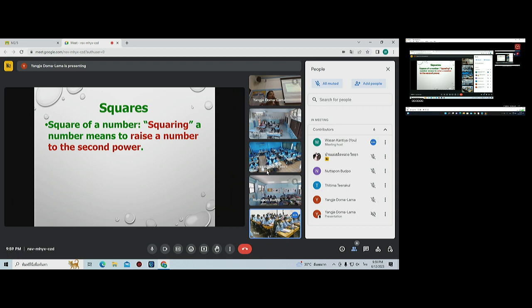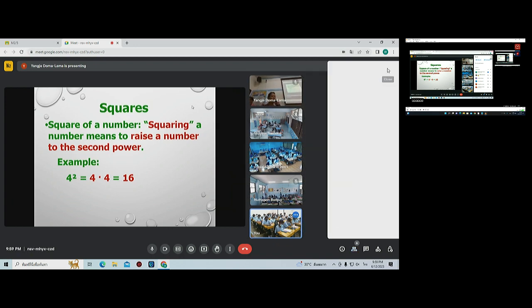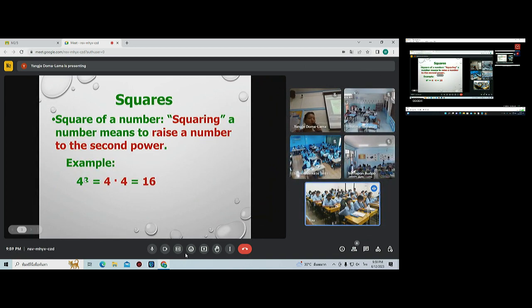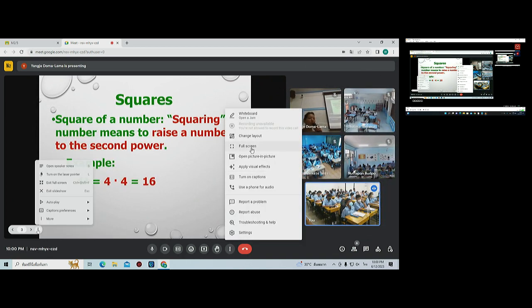We say square numbers. For example, look at here. How do you read it? 4 power 2. How do you read this 4 power 2? We call it square.